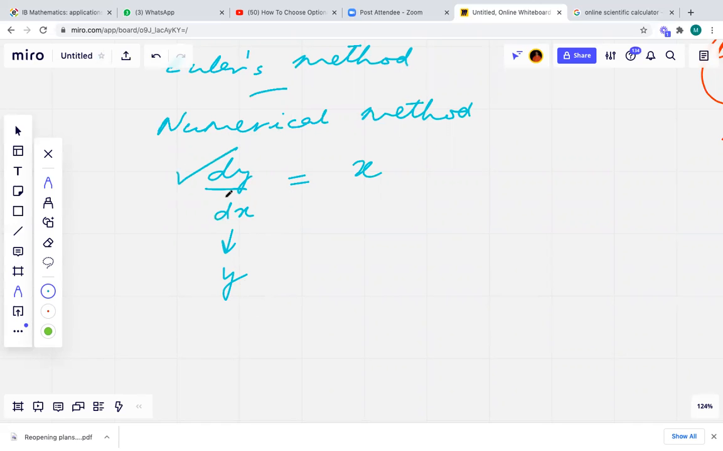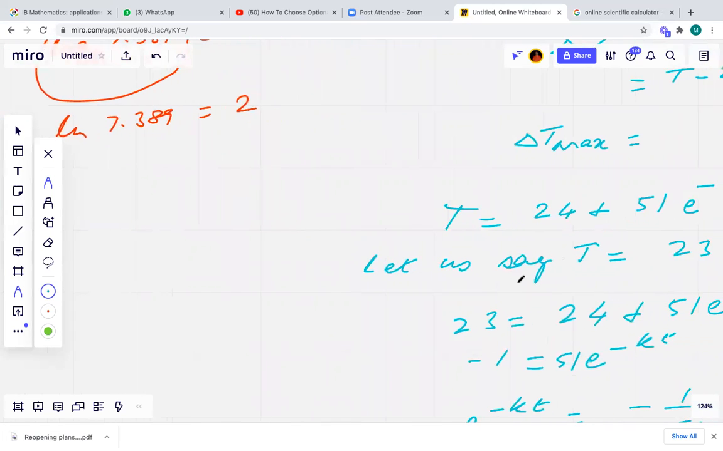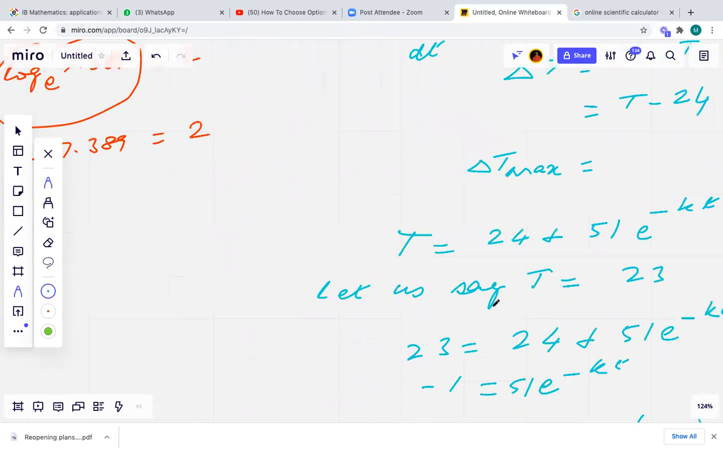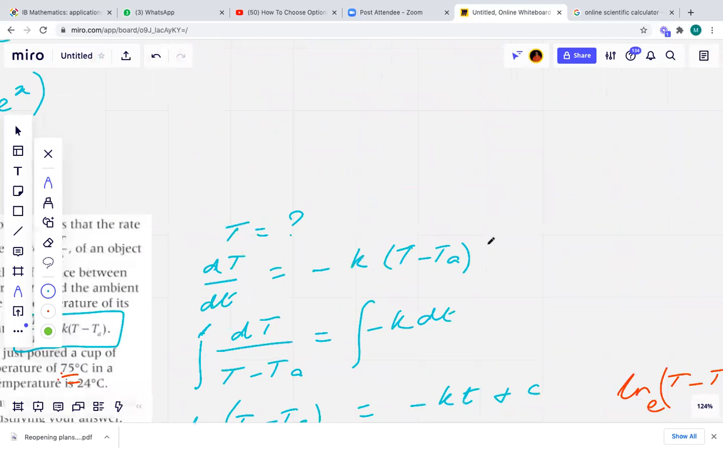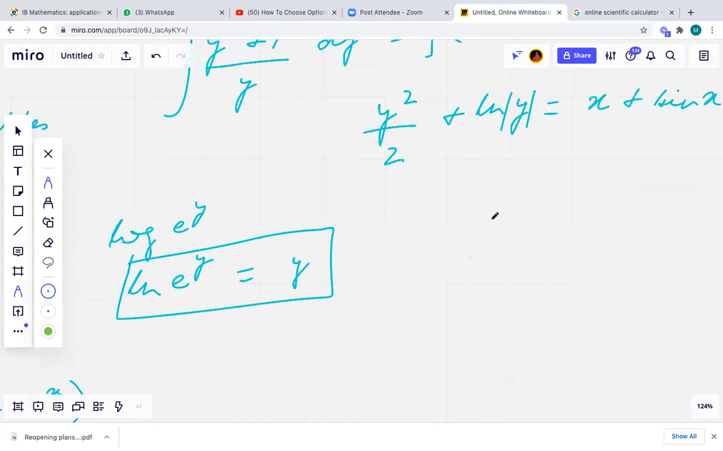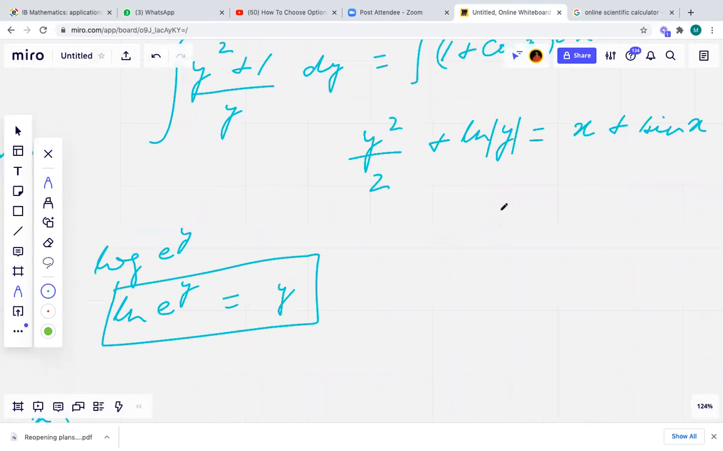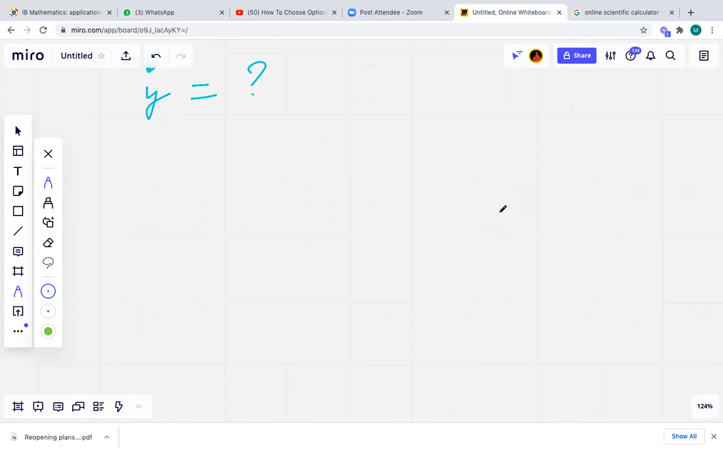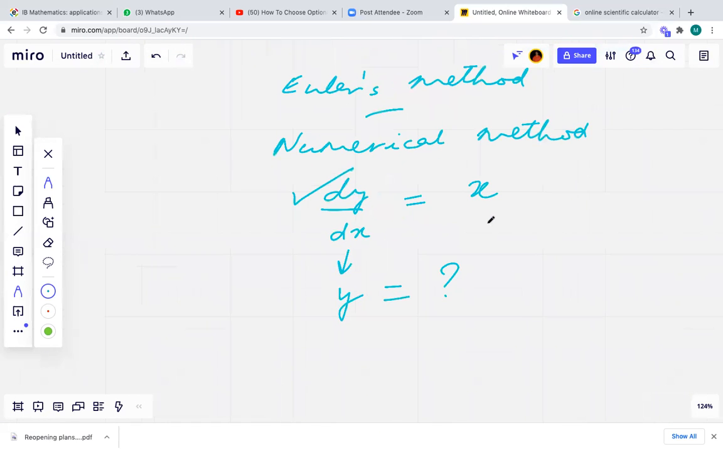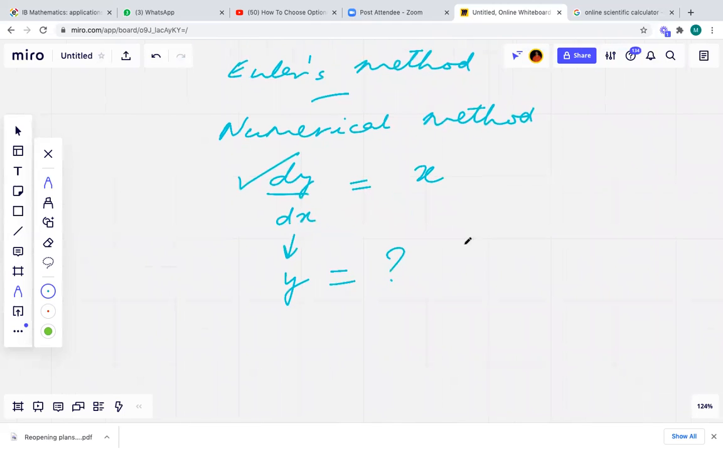This is given to you. That is why we found y. In this case, y was temperature, we found temperature. In the previous case, that y square one, again we found y. So in a differential equation, we want to find y. So far we have found y using integration. But suppose there is a function which you are not able to integrate, maybe it is too complicated.